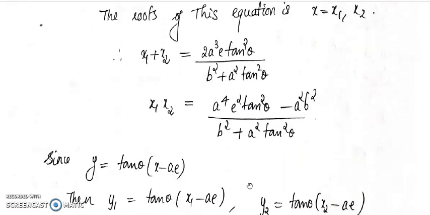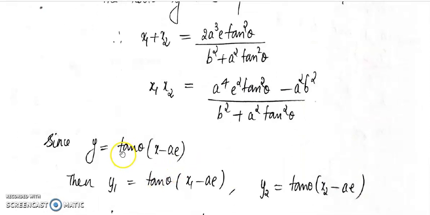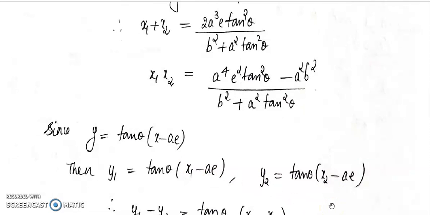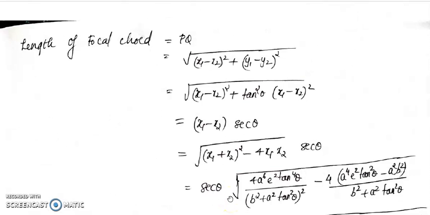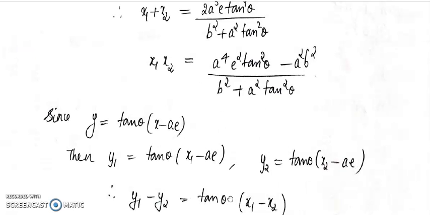Now since you have y equal to tan theta into x minus a, this will give us the values of y1 and y2. So y1 and y2 will be tan theta into x1 minus a and tan theta into x2 minus a. So from this we can obtain the value of y1 minus y2. So y1 minus y2 will be equal to tan theta into x1 minus x2.